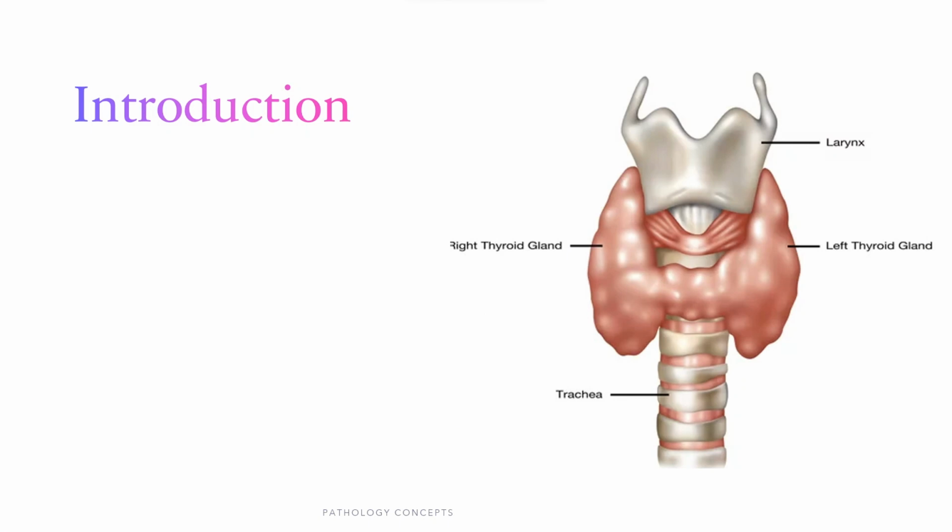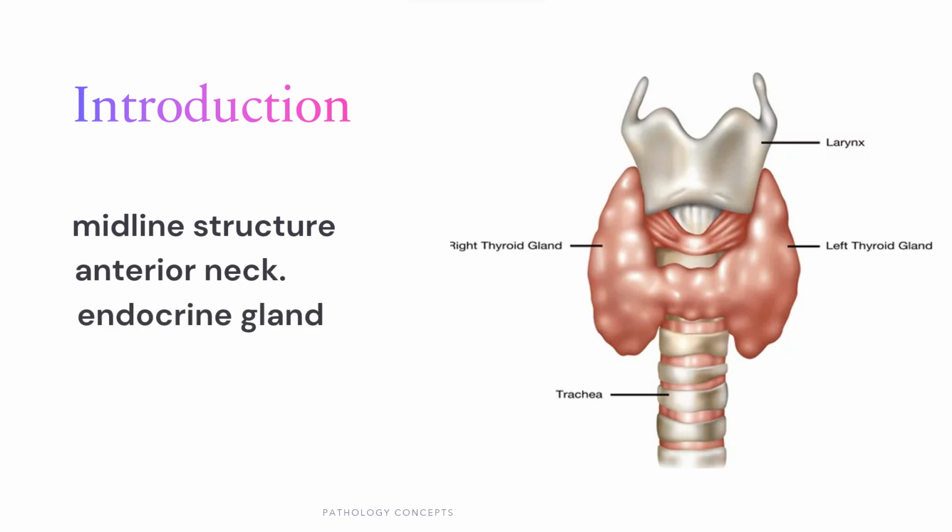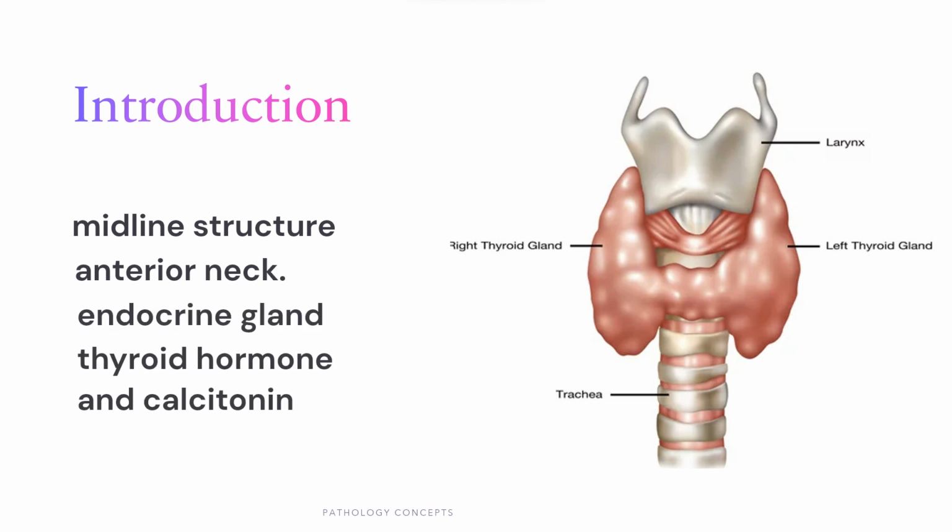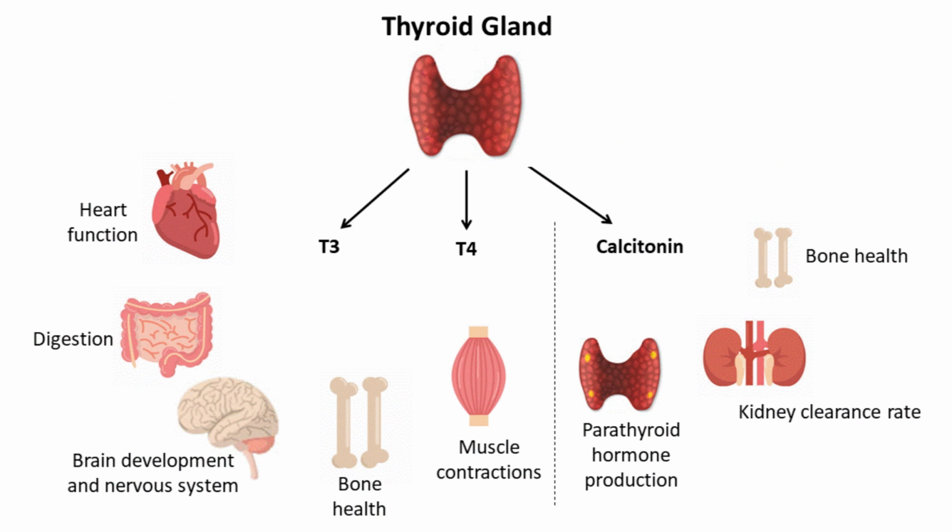Introduction. The thyroid gland is a midline structure located in the anterior neck. The thyroid functions as an endocrine gland and it is responsible for producing thyroid hormone and calcitonin. It contributes to regulation of metabolism, growth, and serum concentration of electrolytes such as calcium.